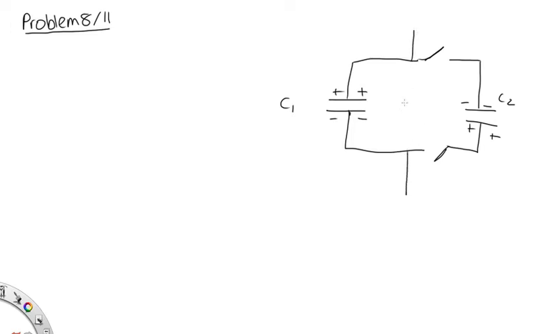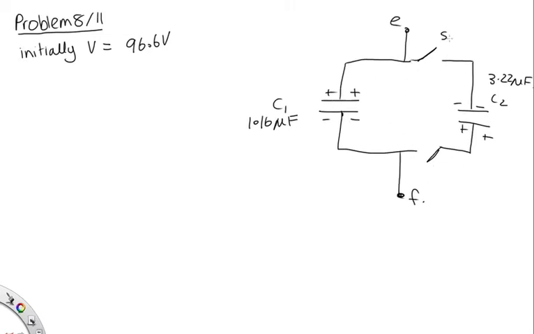And here's point E, here's point F. And C1 has a capacitance of 1.16 microfarads. C2 has a capacitance of 3.22 microfarads. And initially, the voltage across them is equal to 96.6 volts. So each is charged to this voltage and then they're connected up like this. Now switches S1 and S2 are closed, and we're asked to find what's the potential difference between E and F.